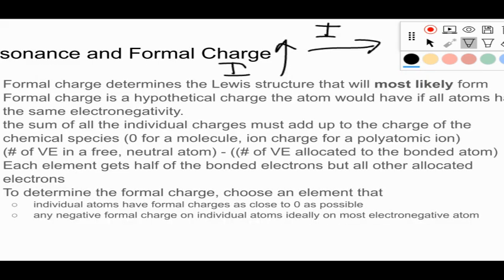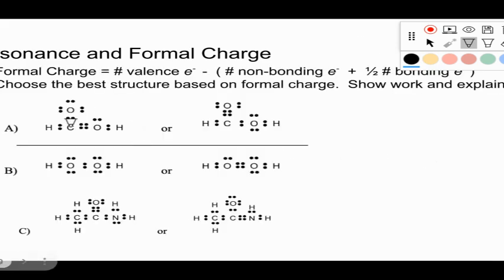So let's go through and do several of these problems. You'll notice here on this one, I said each element gets half the bonded electrons, but all the other allocated electrons. Let me explain what I'm saying there. I left these with dots on it because it's a little bit easier when you're doing formal charges to see all of the dots.